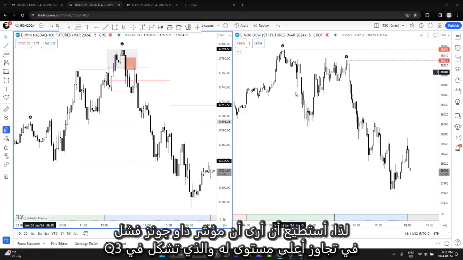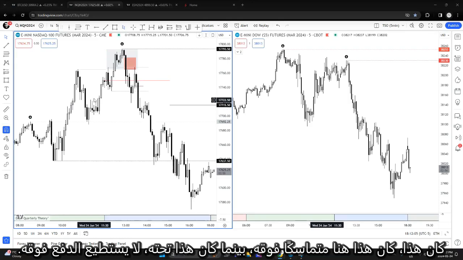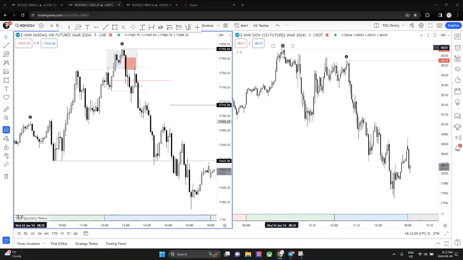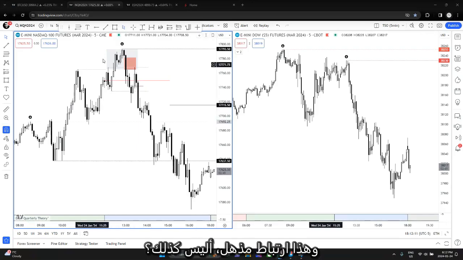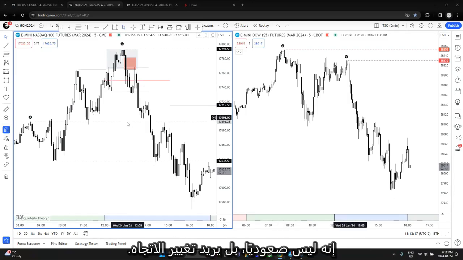So I could see that the Dow was failing to get above the highest high which formed in Q3, while this was already above it. This was consolidated above it, while this was below it, can't push above it. And that is a cracking correlation, right? That is the market tipping its hand to you that it wants to fall. It's not bullish. It wants to change direction, right?